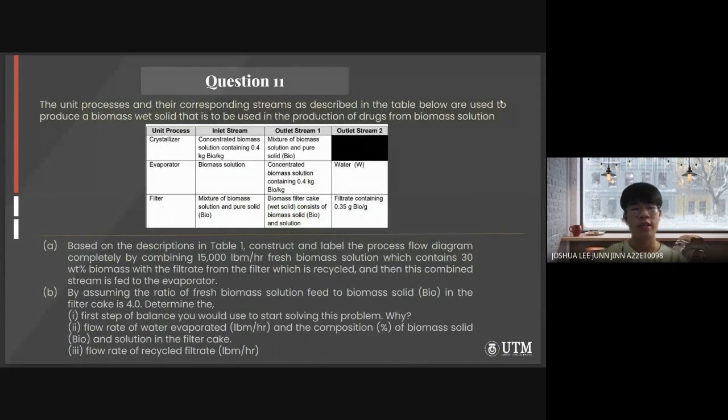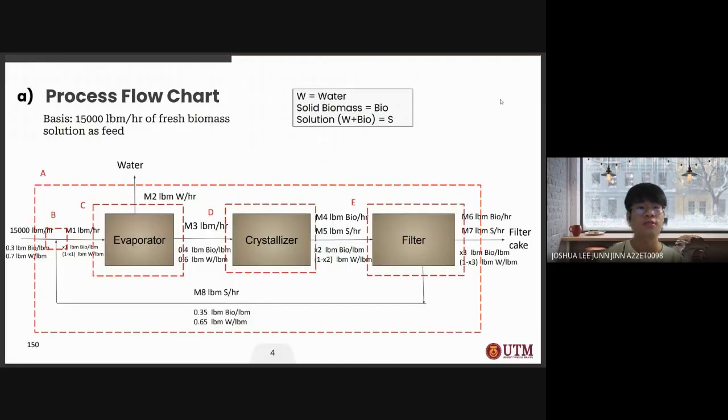So, for question A, we need to construct and label the process flow diagram. By referring to our table, we can conclude that the first unit process will be the evaporator, since our feed is the fresh biomass solution. Then the second one will be the crystallizer, and then the filter as the last one. So this is our process flow diagram.